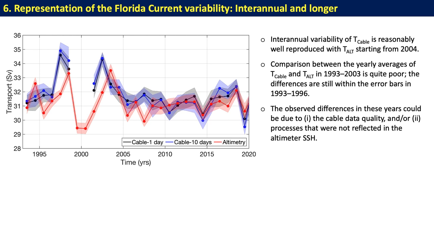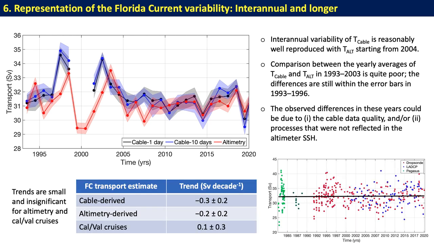Sure, can you hear me? Yes. Awesome. Thank you, Denis, for your very nice and thorough presentation. I was interested in your estimates of the linear trend for the transport based on three different estimates: the cable-derived one, the altimeter-derived one, and the sheet-based one. I think you showed that only the cable-derived linear trend was significant according to your uncertainties. Does that calculation of the uncertainty on the trend take into account the time-varying error in the cable-derived estimate?